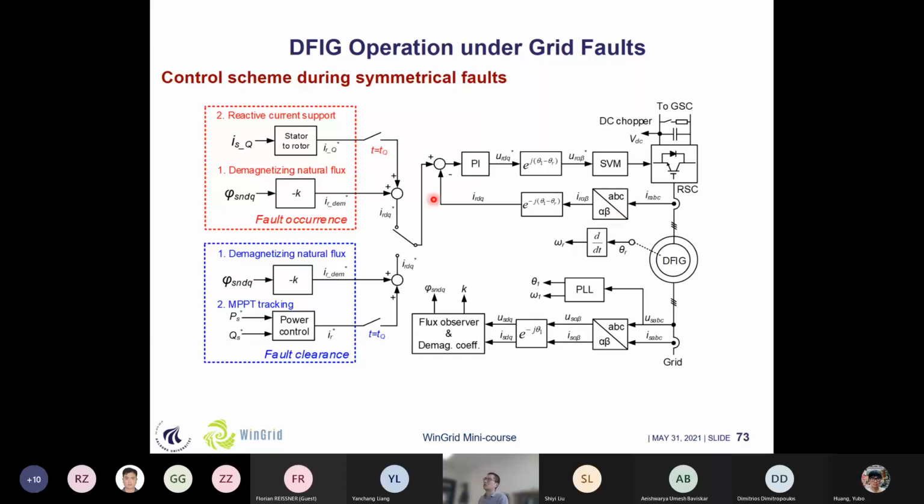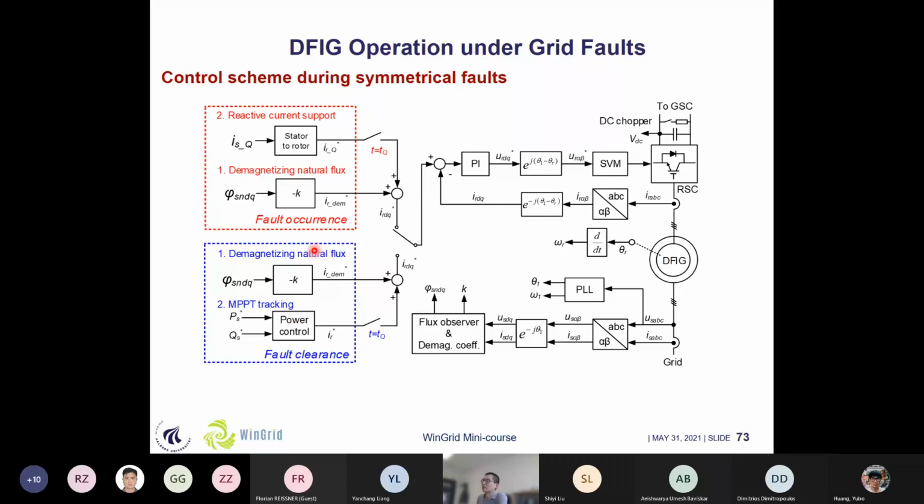So if we take a look at the control scheme of this DFIG under symmetrical grid faults, in normal conditions we normally control the active power and reactive power.